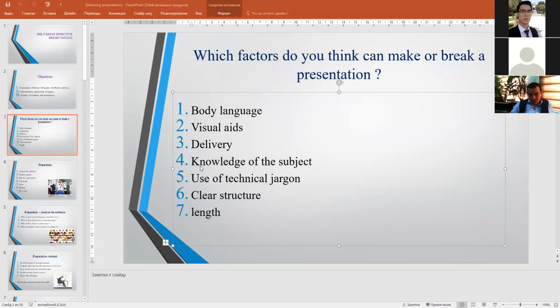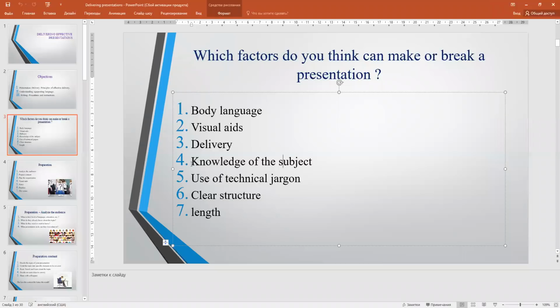And then the next thing, you can see the knowledge of the subject. If your presentation contains a lot about the subject that you want to present, it is super important to include qualified content. For example, if you plan a business plan for the target audience, you have to pay attention to the content. And then the next thing, you can see the use of technical jargon.